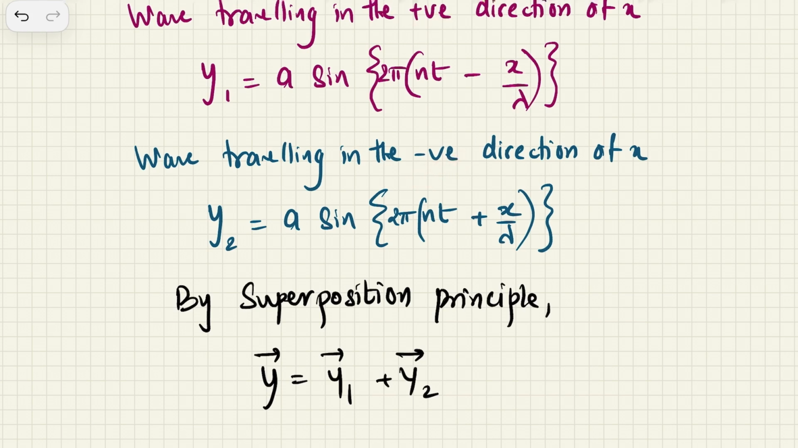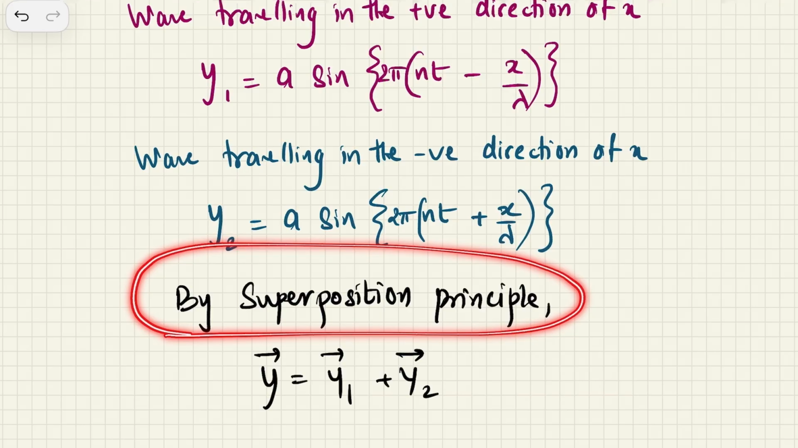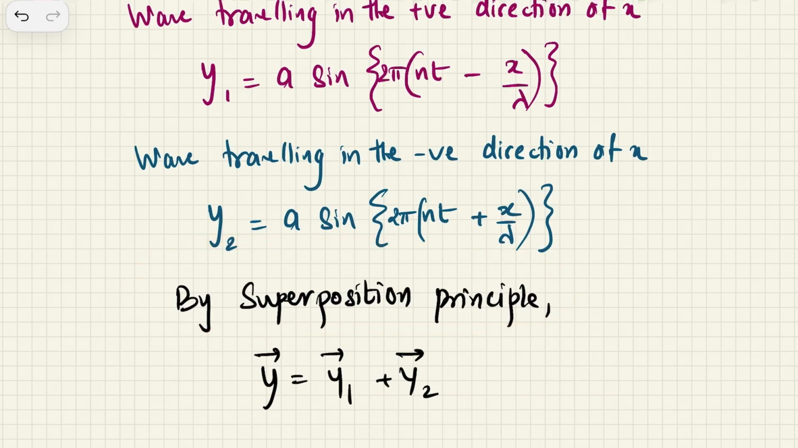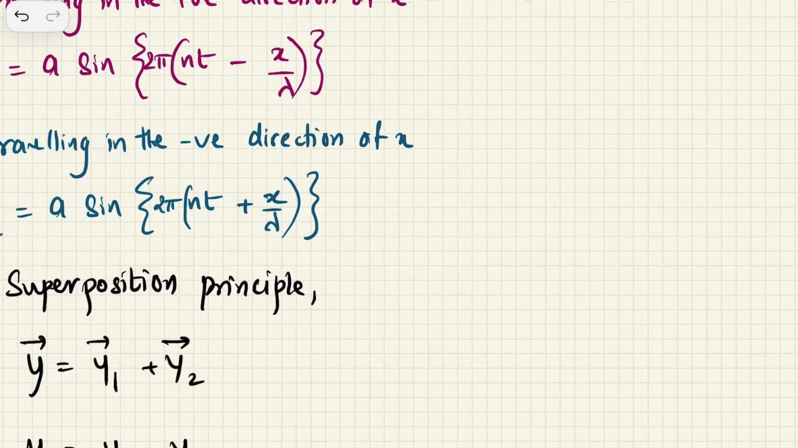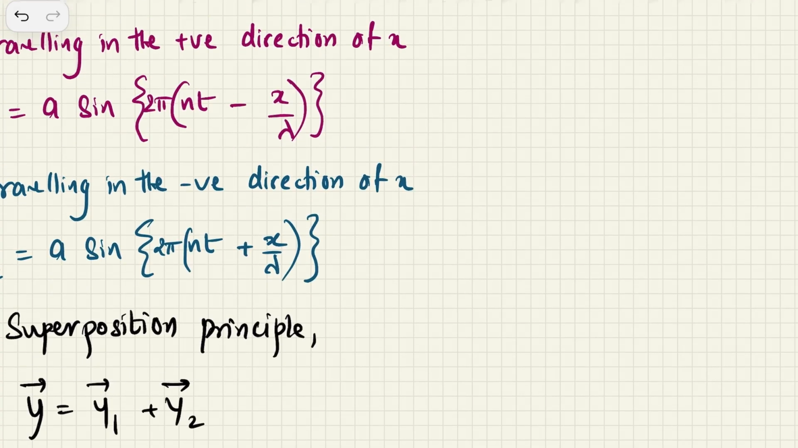Now, because they are superimposing, I am going to apply the principle of superposition. You should know what the principle of superposition is. If you are adding a vector to a vector, you should add them vectorially. And vectorially means that 2 plus 3 is not always equal to 5. It also depends upon the angle at which they are coming.